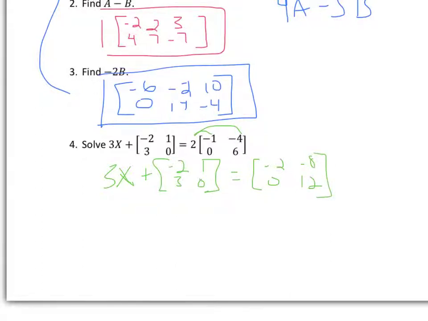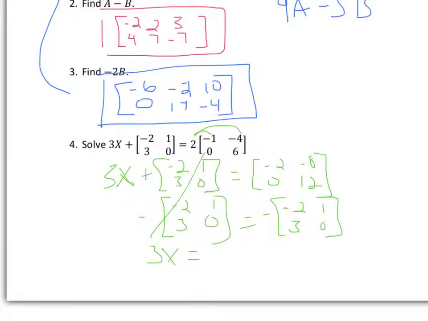Now, if this was just a constant, you know that with 3x plus, say, for example, 2, you'd subtract the 2 from the other side to get rid of it. Same thing with matrices. You can subtract the matrix. So we're going to subtract from both sides negative 2, 3, 1, 0. If you add this matrix and subtract that matrix, they're going to cancel each other out. So we're left with 3x here.